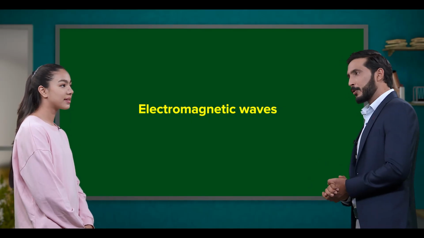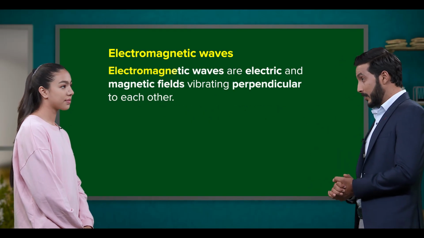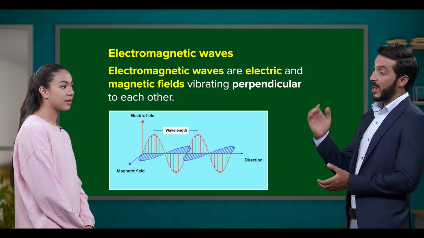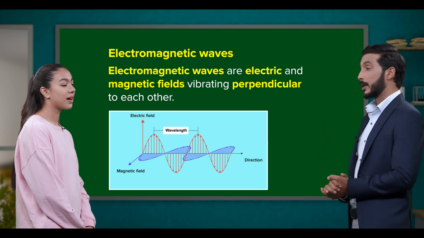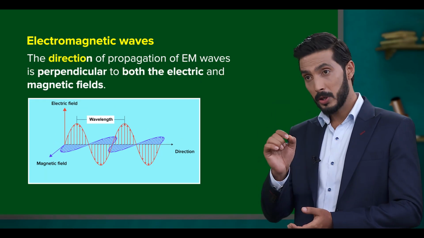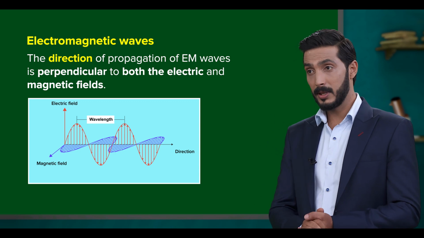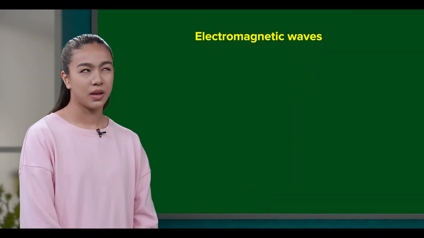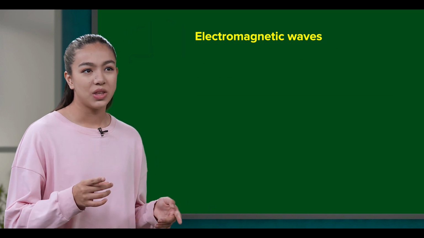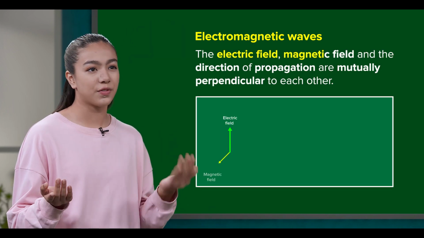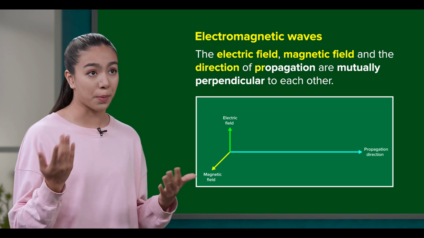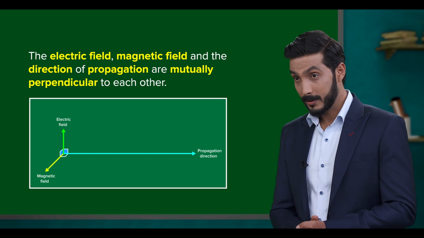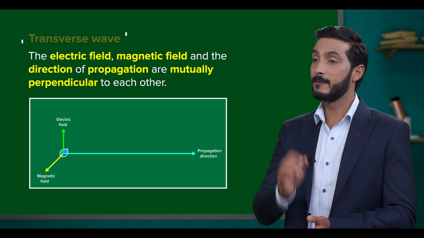So, let's start with the definition. Electromagnetic waves, or EM waves, are electric and magnetic fields vibrating perpendicular with each other. Additionally, the direction of propagation of EM waves is also perpendicular to the electric and magnetic fields. Wait, that's new. You mean the electric field, magnetic field, and the direction of propagation are mutually perpendicular? That's right. Because of this, they are also classified as transverse waves.